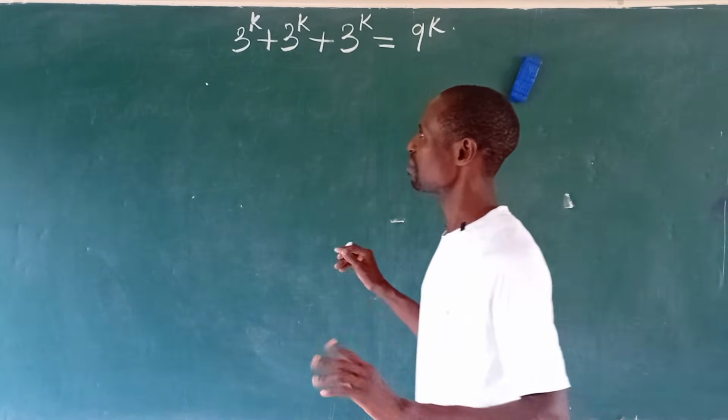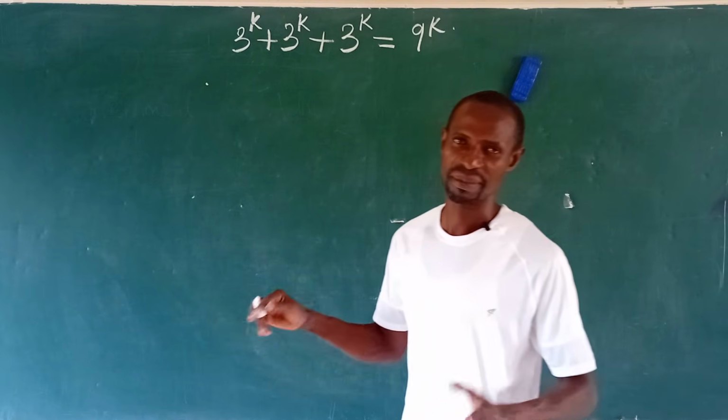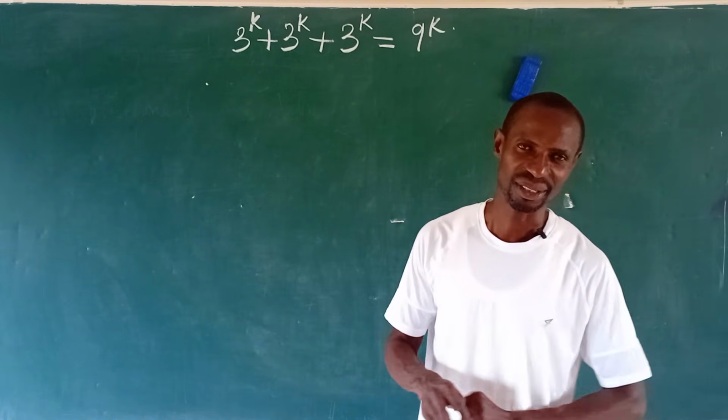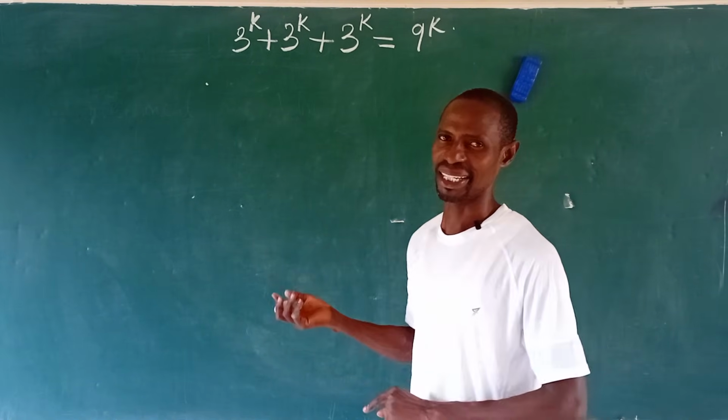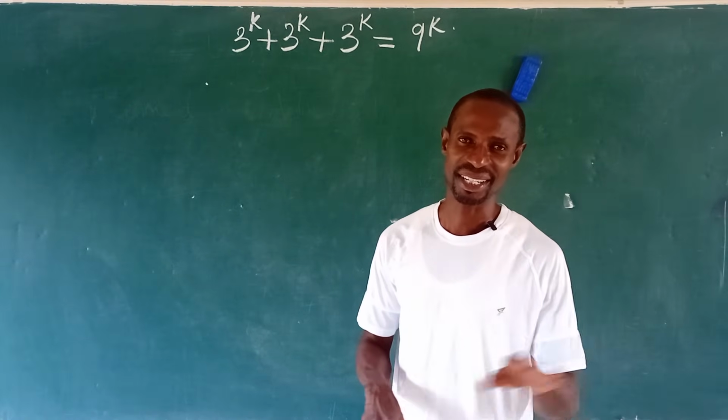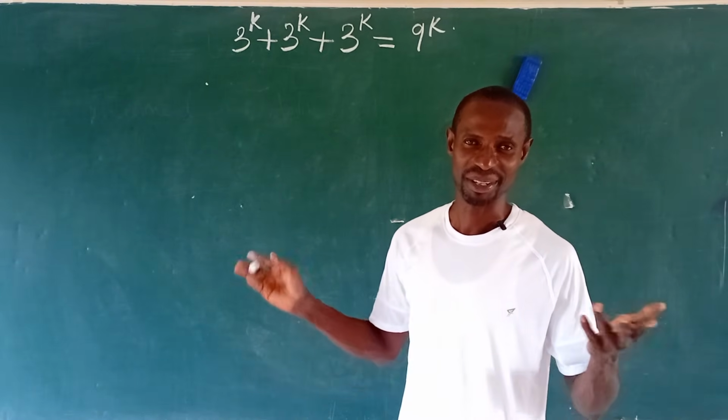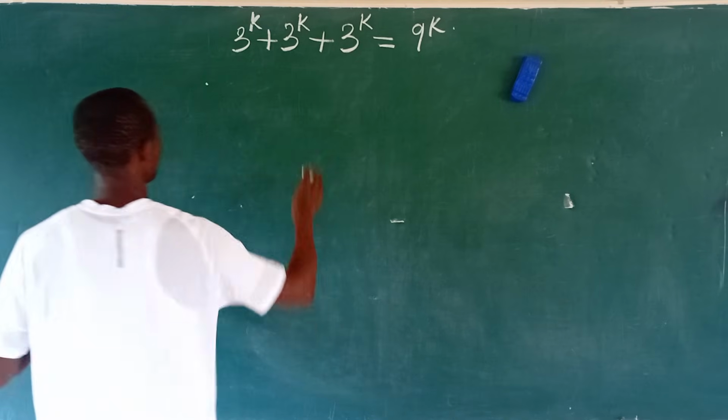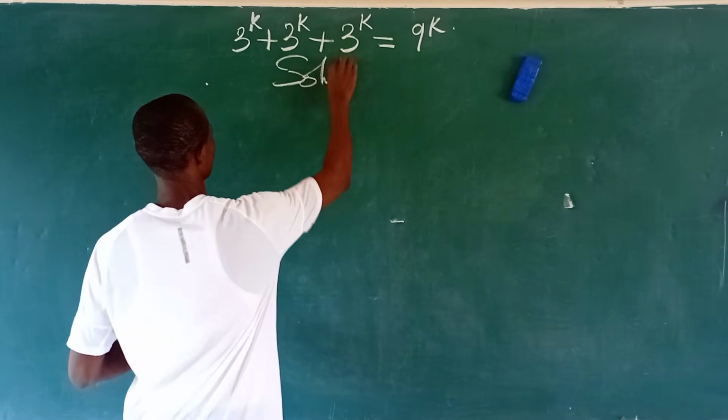How do we solve 3 to the power of k plus 3 to the power of k plus 3 to the power of k equal to 9 to the power of k? What is the value of k? Straightforward, the answer is just 1 without solving. But how do we get that value? 1. So we take our solution.